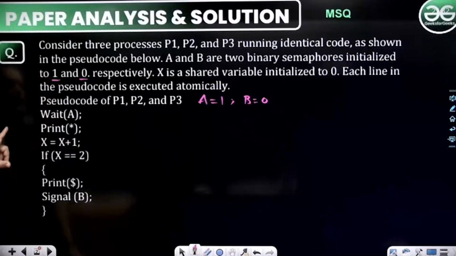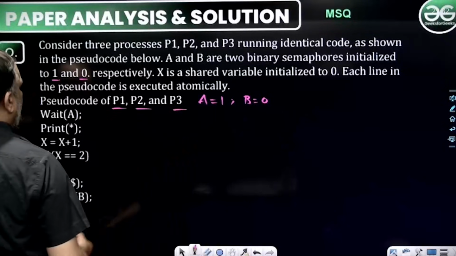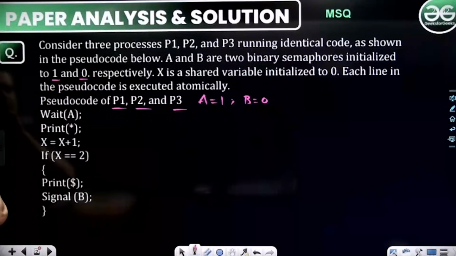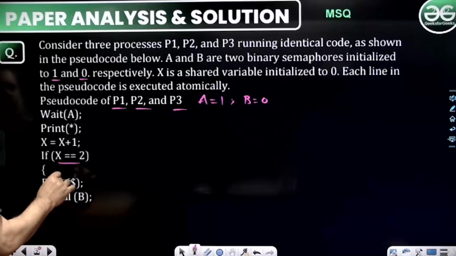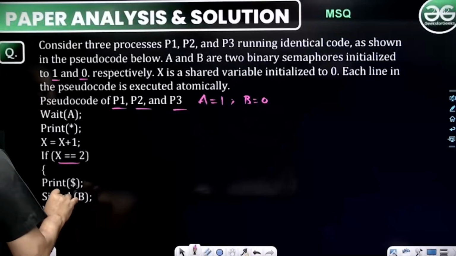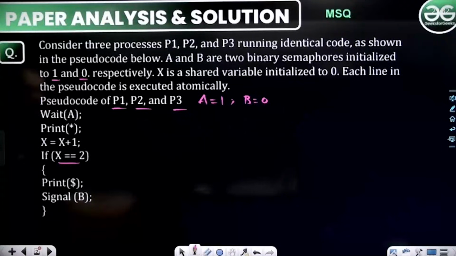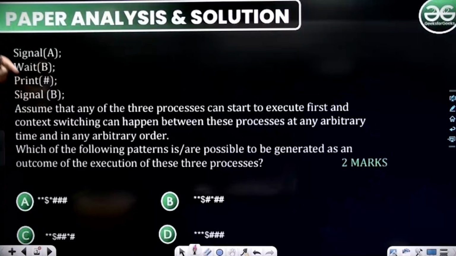So the typical code structure for P1, P2, P3 is wait on A, then print star, increment X. If X equals 2, then print dollars, then signal B. The moment X becomes 2, you are compulsorily going to print dollars. After 2 stars, definitely dollars is going to come. After that, signal B. But if X is not 2, we signal A, that means you release A, and wait on B. Here you get stuck. Then print hash, then signal B.